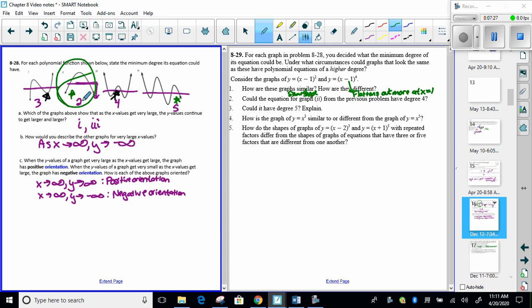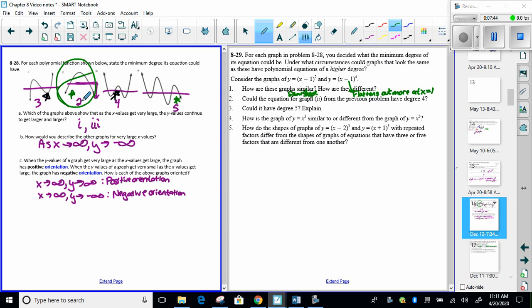We know it could be 2. We assume it's as small as possible. It could be 6. It could be 8. It could be even. Could have an even degree. They all have that parabola nature to it. So absolutely it could be a 4th degree.